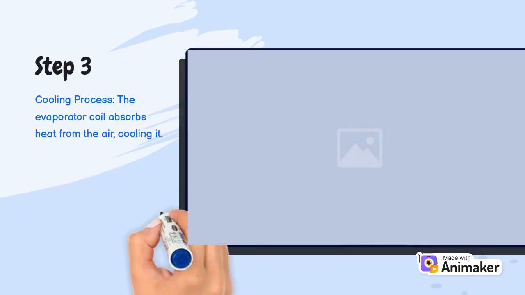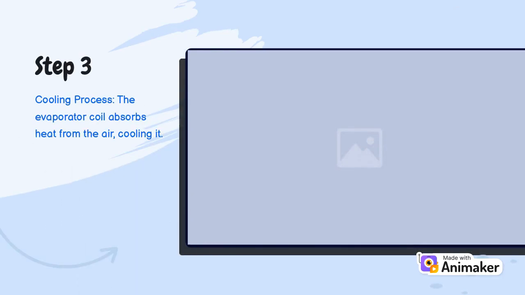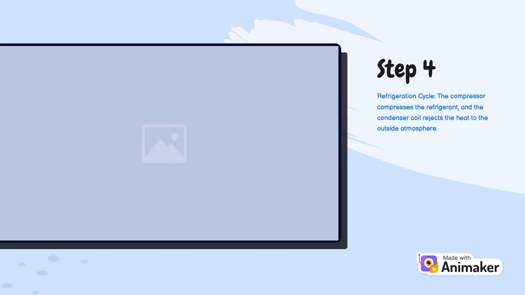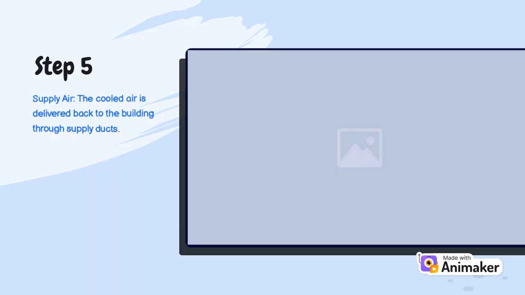Step 3. Cooling process. The evaporator coil absorbs heat from the air, cooling it. Step 4. Refrigeration cycle. The compressor compresses the refrigerant, and the condenser coil rejects the heat to the outside atmosphere. Step 5. Supply air. The cooled air is delivered back to the building through supply ducts.